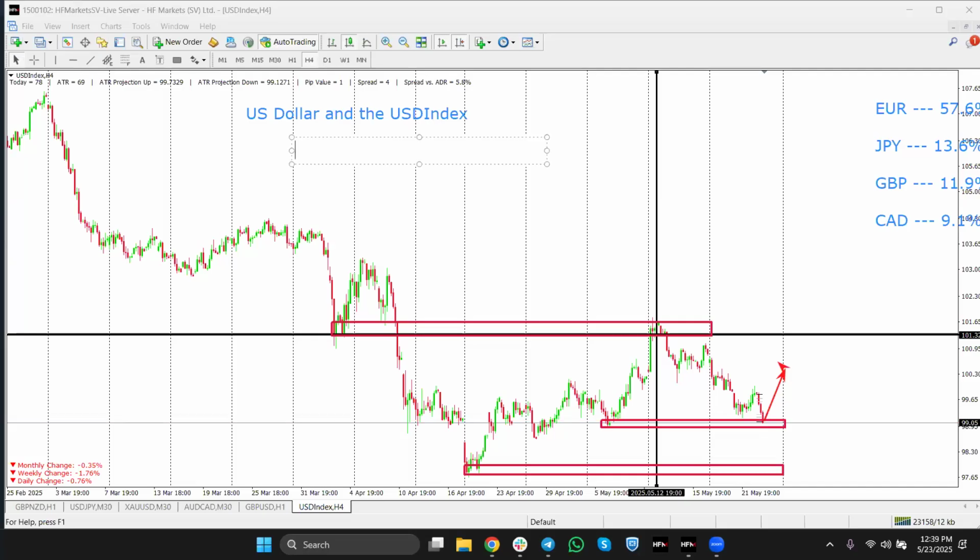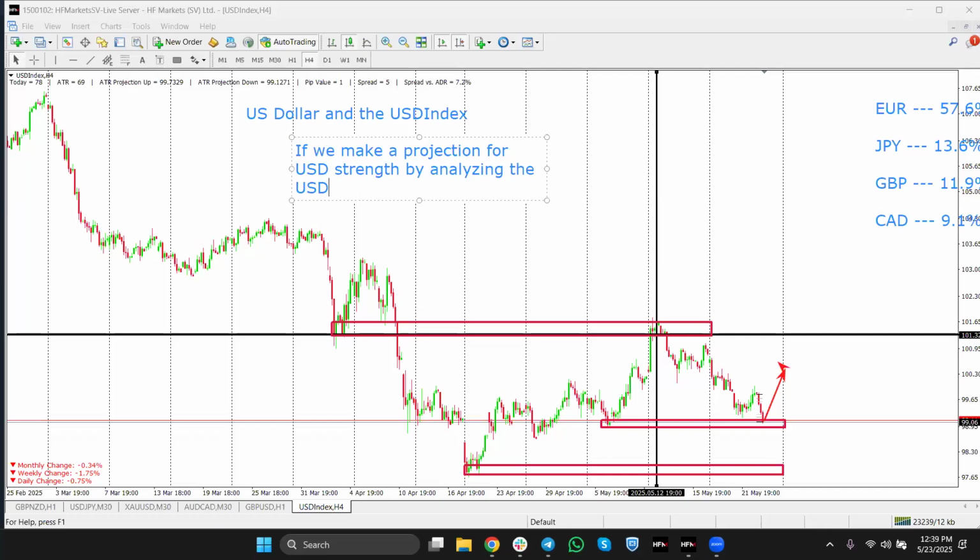If I had dollar strength based on the dollar index, just as an example, or let's make it clearer: if we make a projection for US dollar strength by analyzing the USD index, we could be trading the following.